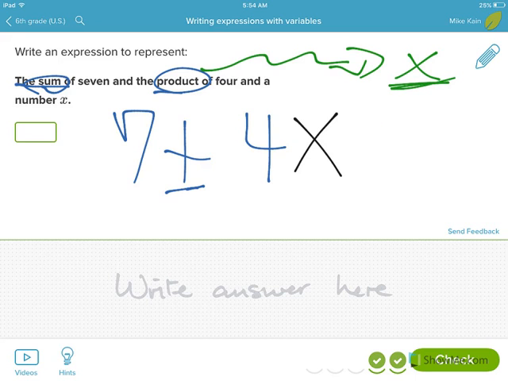4x. Yeah, now you got it. So now here's the sum. The sum of, which sum means add, right? Of 7 and, remember, and also means add. 4x, because 4 and the product of the number x, or product of the number 4 and x.